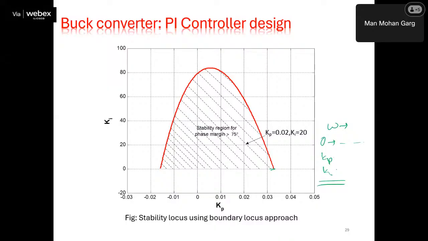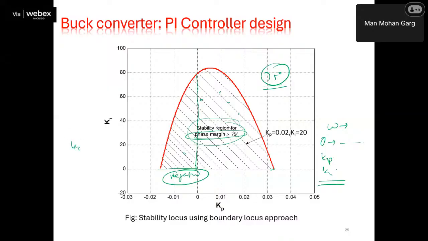Now, if I choose any value within this, then that will give me a phase margin of at least 75 degrees. In all cases, this phase margin will be greater than 75 degrees. What we observe here is that some of these Kp values are negative, and Ki are positive. So mathematically, this equation will be satisfied for these.